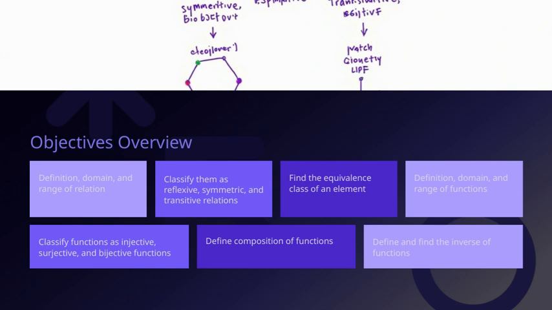Finally, we'll examine relations and how they can be classified as reflexive, symmetric, and transitive. These properties describe the nature of the relationships between elements. We'll also define what a relation is, along with its domain and range. This sets the stage for understanding how elements relate to each other in various contexts. Overall, these concepts are interconnected and fundamental to mastering the structure and behavior of functions and relations in mathematics.